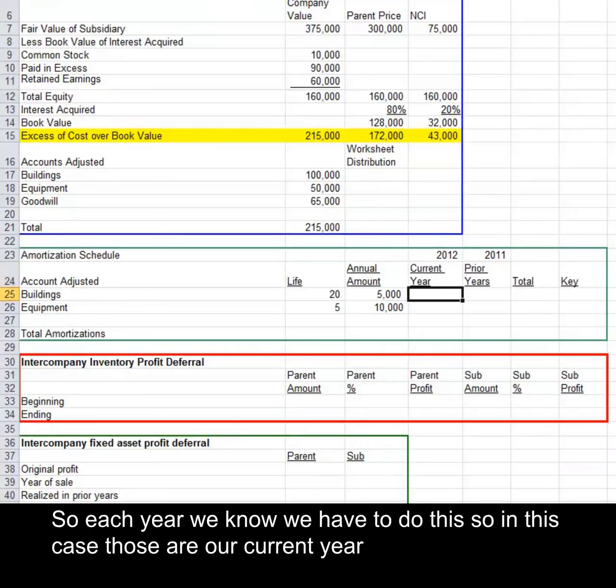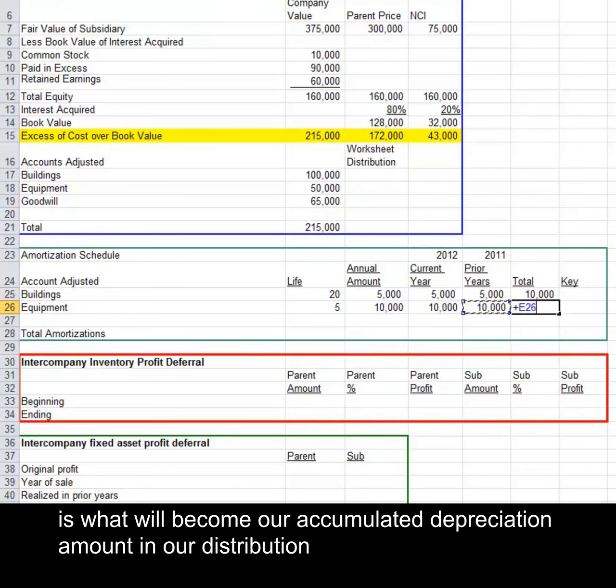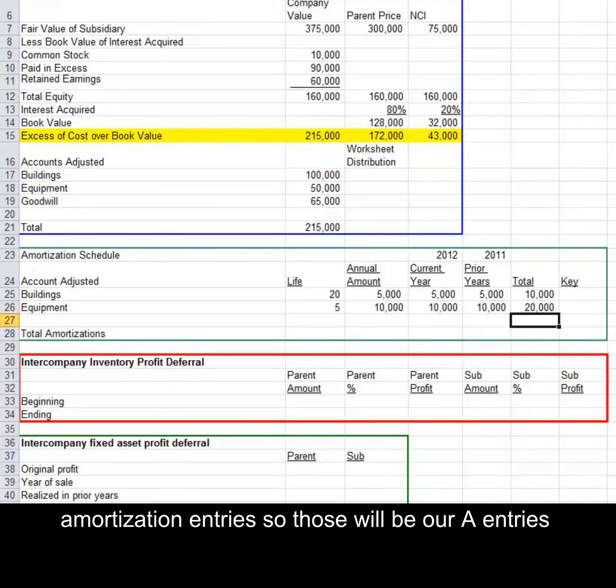So each year we know we have to do this. In this case, those are our current year. Only one prior year here. If it was 2, we'd obviously multiply it by 2, etc. And then our total column is what will become our accumulated depreciation amount in our distribution or amortization entries. So those will be our A entries.